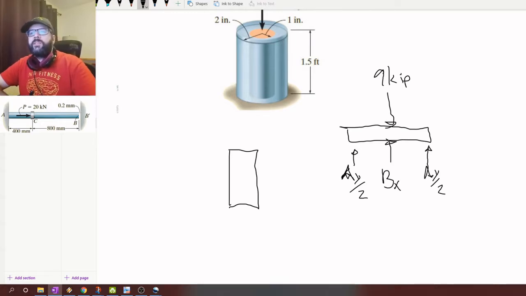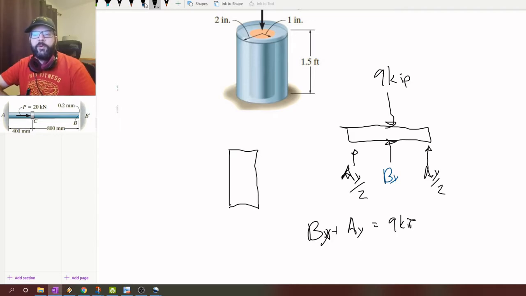We know that when we sum our forces in the y direction, By, I wrote x there, didn't I? By plus Ay, that's going to be equal to 9 kips. So the total forces opposing that are going to be equal to 9 kips. But we don't know how those are distributed. We don't have enough information to figure that out at this point.